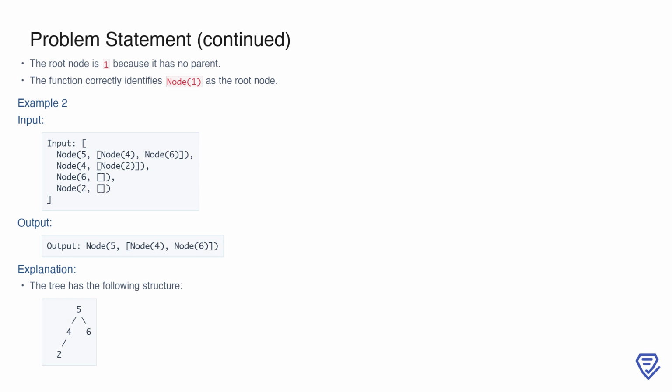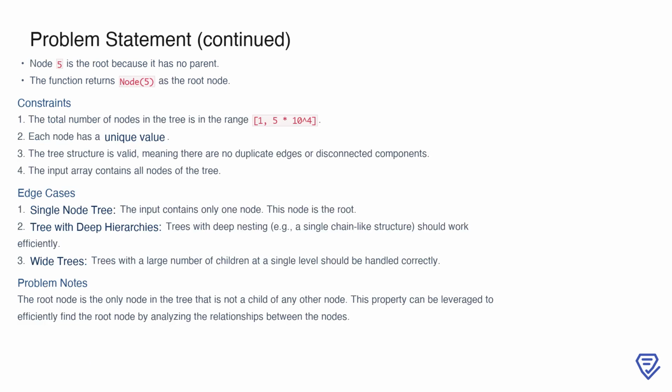Here, node 5 is identified as the root because it is not a child of any other node in the tree. In both examples, the root node is identified as the one that has no parent. This observation is key to solving the problem efficiently. The constraints state that the tree will contain between 1 and 50,000 nodes, and every node has a unique value. The tree structure is guaranteed to be valid, meaning there are no duplicate edges or disconnected components.